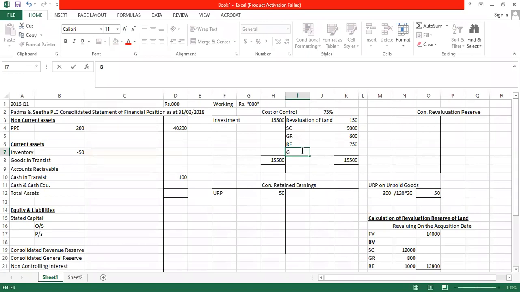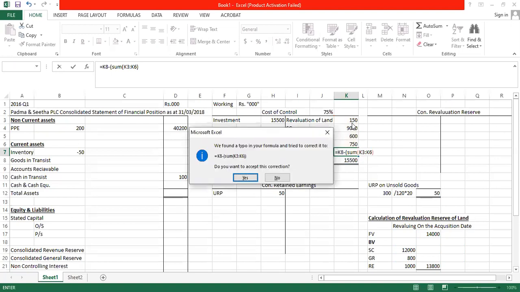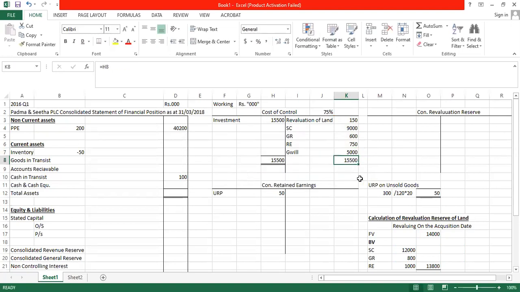So you can find the goodwill now, the difference. Find the goodwill. Is it 5,000? It is 5,000. Yeah.